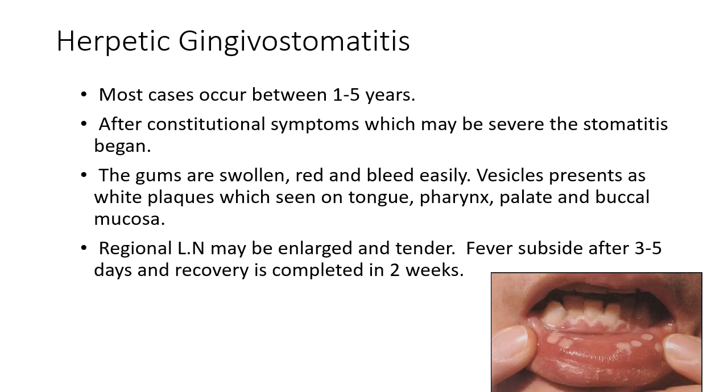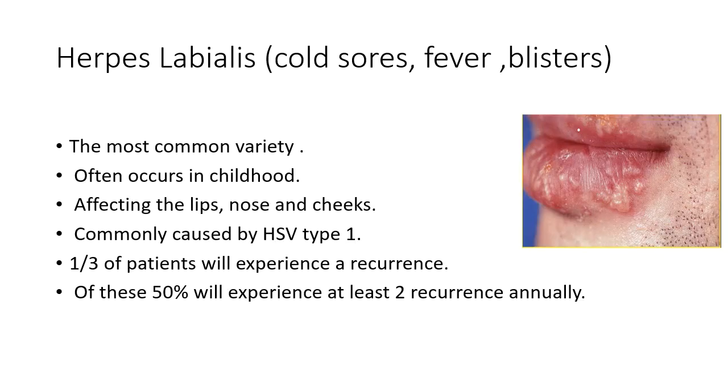Now, herpes labialis, they are mainly cold sores, there is fever and blisters. One of the most common varieties of herpetic infections, it often occurs in childhood, affecting the lips, nose and cheeks. As we can see in the picture, this is affecting the lip. Commonly caused by HSV type 1, one-third of the patients will experience a recurrence. Of this, 50% will experience at least 2 recurrences annually.